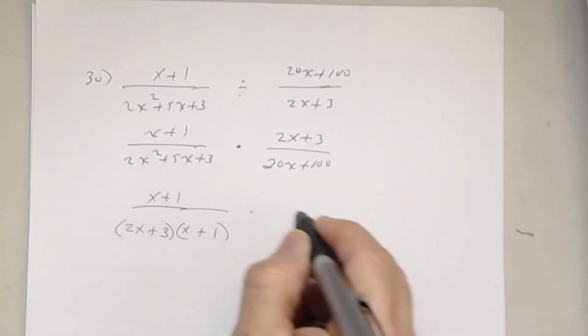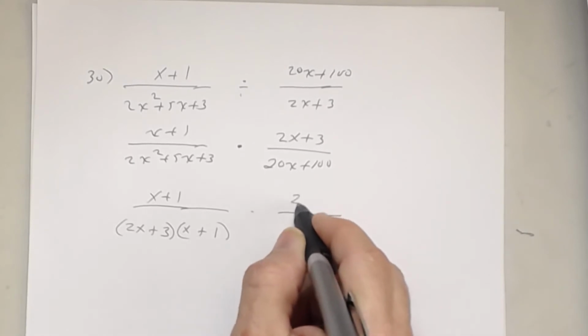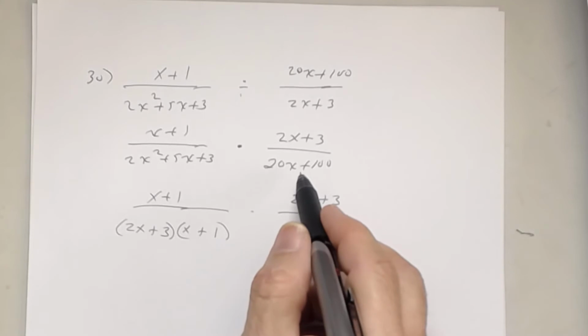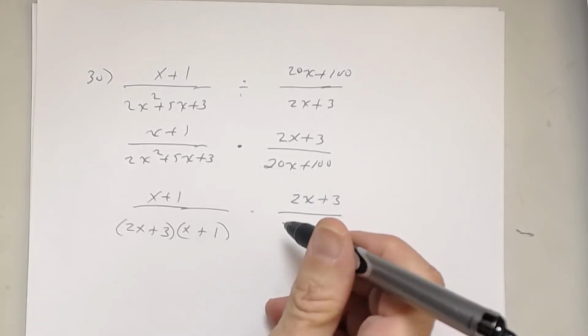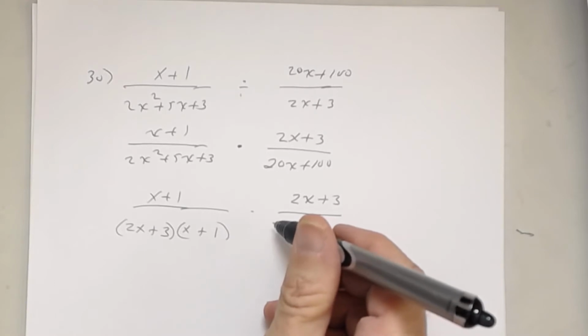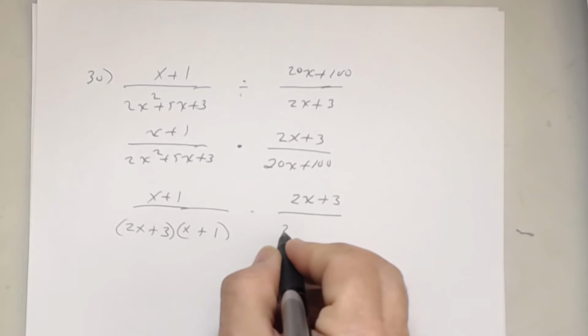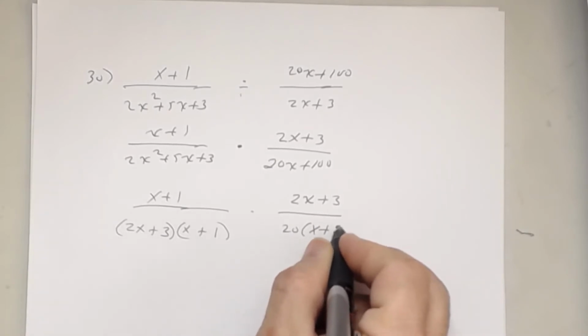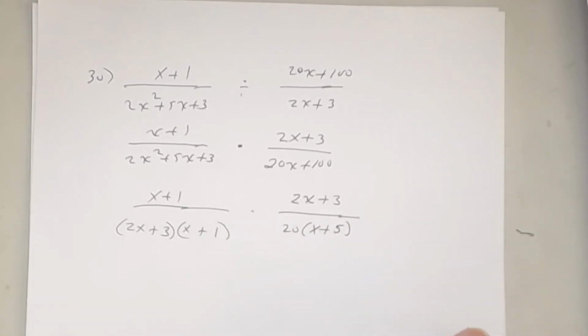Okay, can I factor the numerator of the second rational expression? No. Can I factor the denominator of the second rational expression? Yes. The GCF is 20. 20 times what? x plus 5, right? Okay, so that's where I'm at. So make sure you factor.